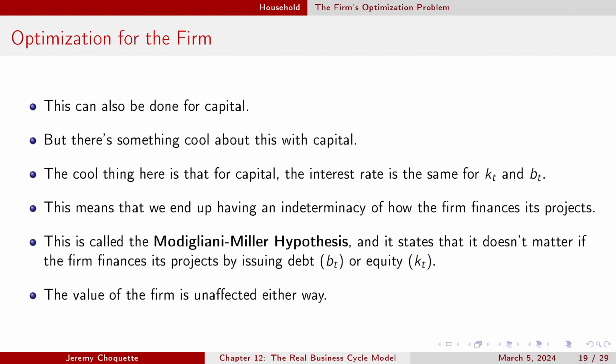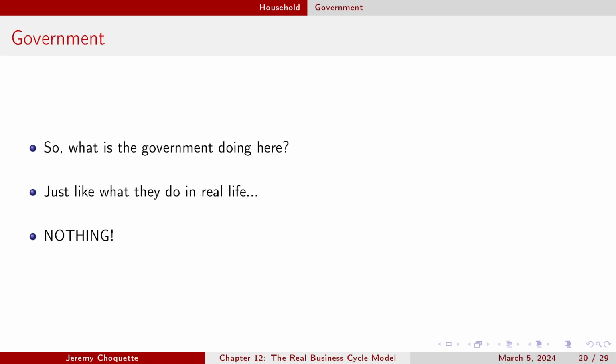We can also do this for capital, but there's something cool about this with capital. The cool thing here is that for capital, the interest rate is the same for capital and bonds. So we end up having an indeterminacy of how the firm finances its projects. This is what's known as the Modigliani-Miller hypothesis. Very strongly paraphrased, it states that it doesn't matter if the firm finances its projects by issuing debt or equity, because the value of the firm would be unaffected either way. Kind of interesting when you think about it.